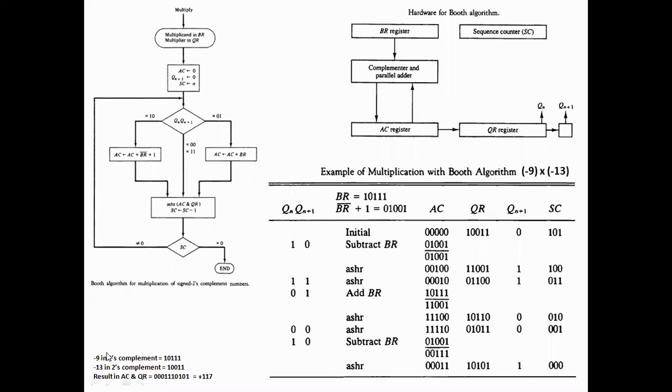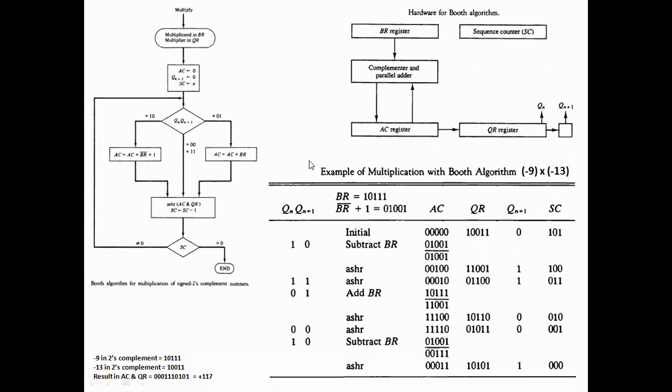So if we find the 2's complement representation of -9, that will be equal to the 2's complement of +9, that is this thing. And if we take +13 and do a 2's complement on that, then that will become -13, that will be this number. So this number is -9, this number is -13 in 2's complement.